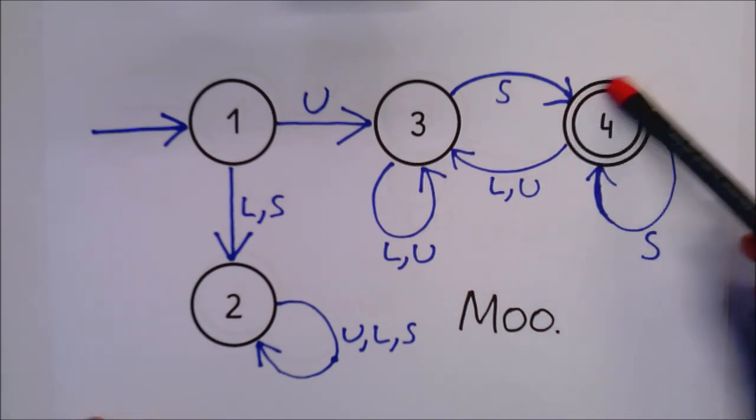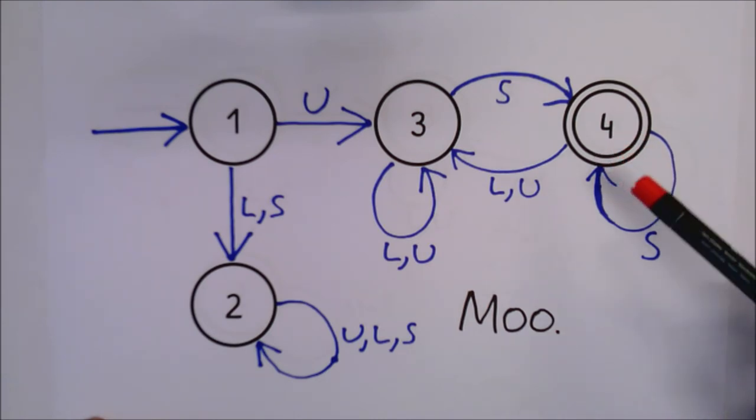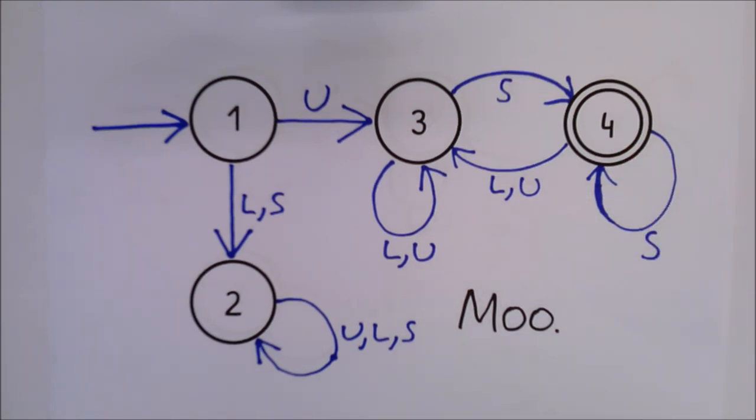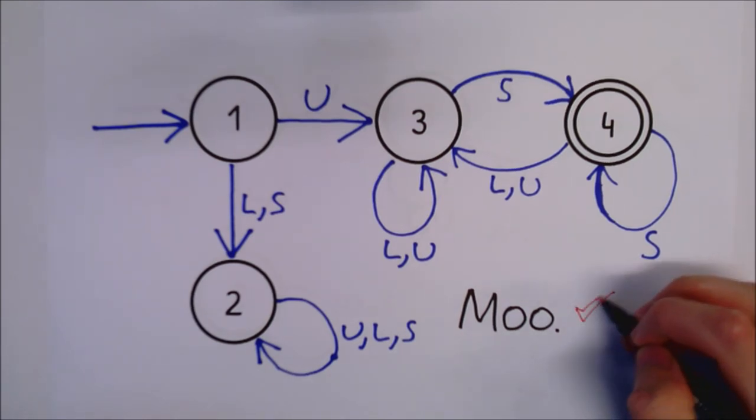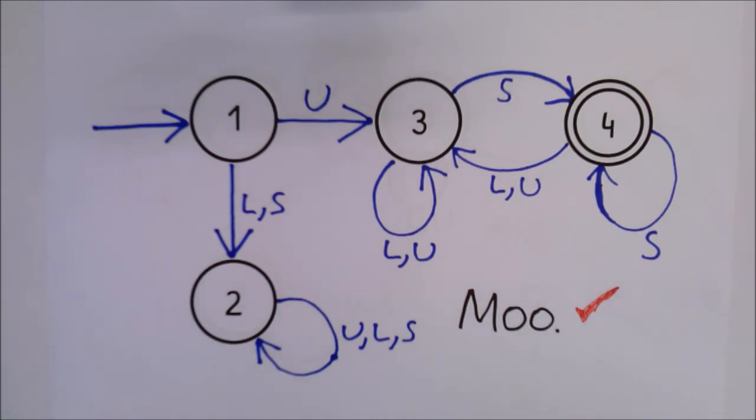Remember from before that this is an accepting state because it has two circles. Since we ended up in an accepting state, the sentence "Moo." is accepted. It does indeed start with a capital letter and end with a full stop.